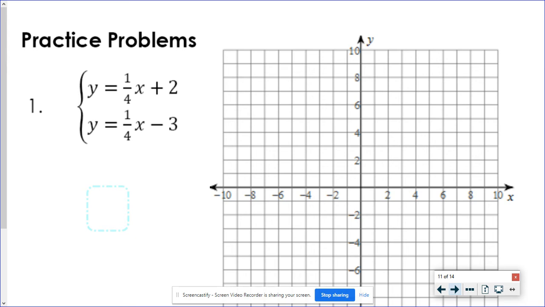All right, so a couple of quick examples. And again, hopefully you remember that tip that I just gave you. In this problem, do you see the slopes are the same? I can tell you right now, this is going to be a no solution. Please still graph it. You got to show me that you know how to graph those.